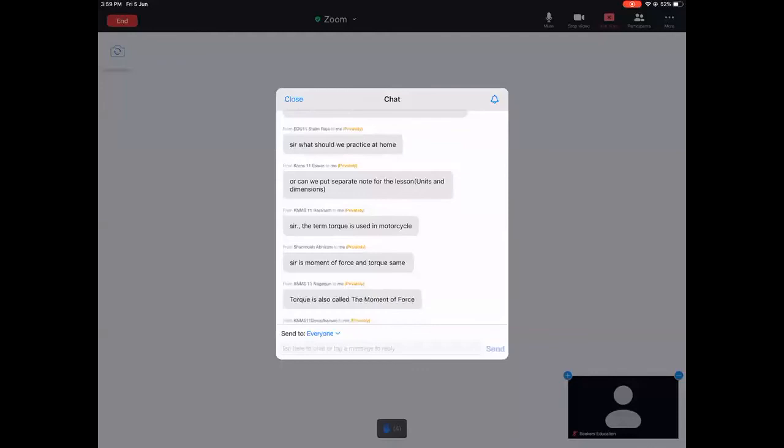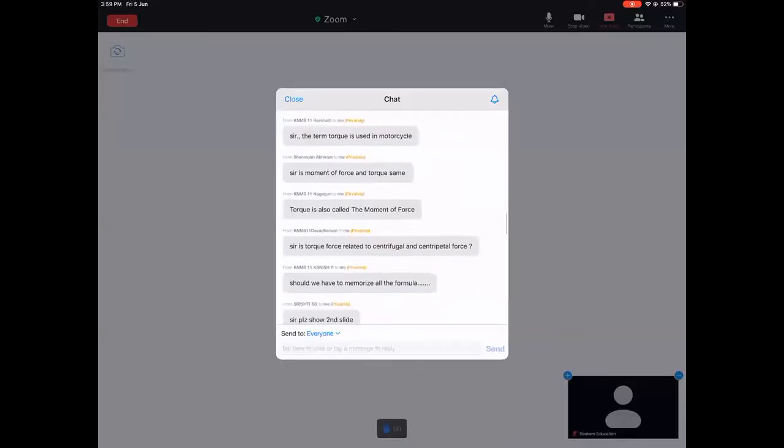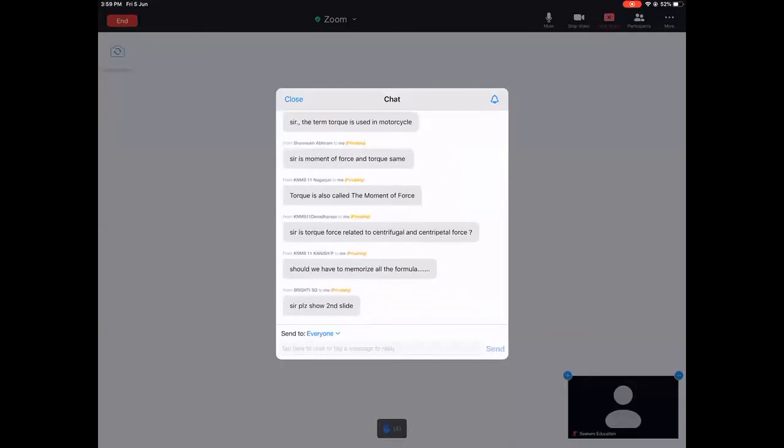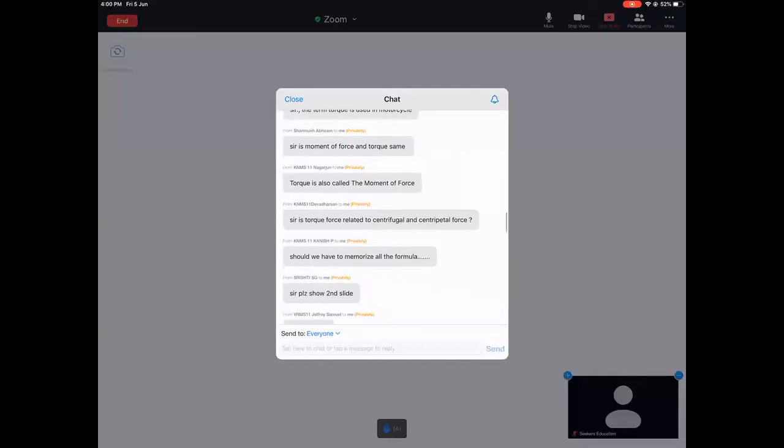The term torque is used in motorcycles. Yes, torque is used in motorcycles. Are moment of a force and torque the same? Yes, torque is also called the moment of a force. Is torque related to centripetal force? Not exactly, but yes, in the same chapter.